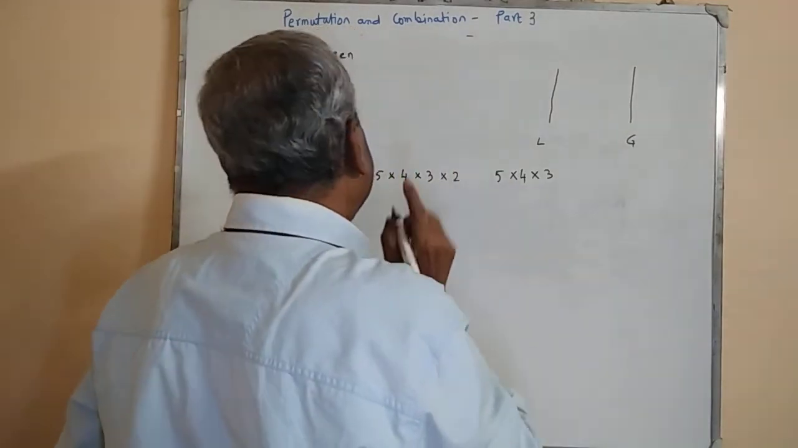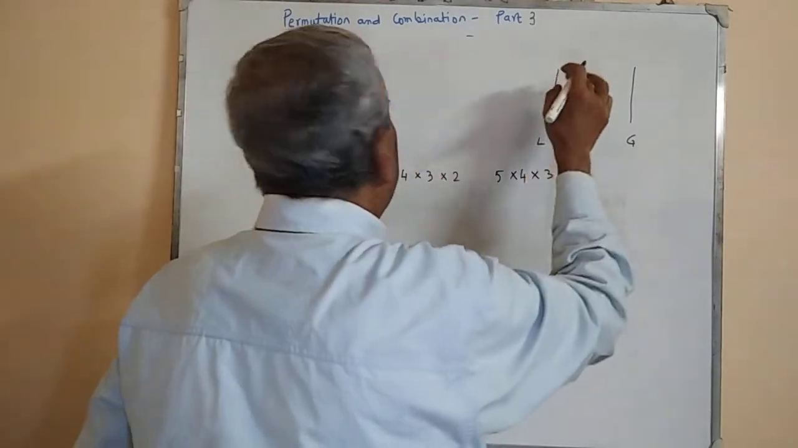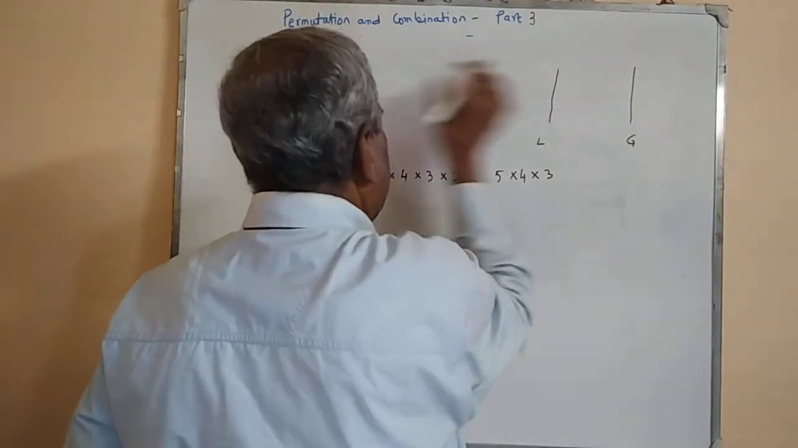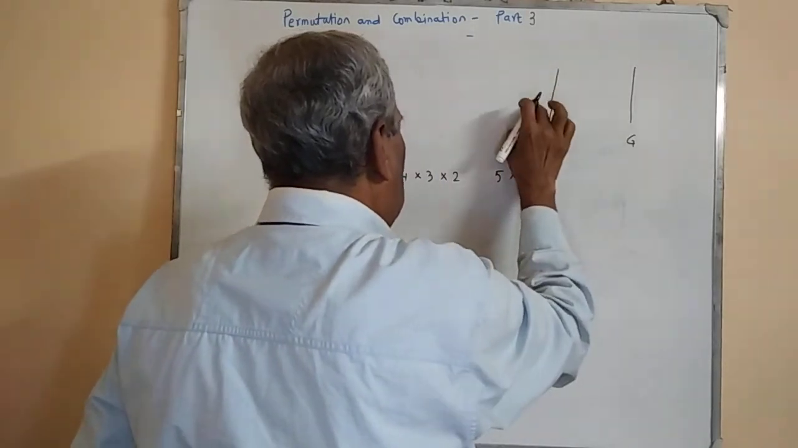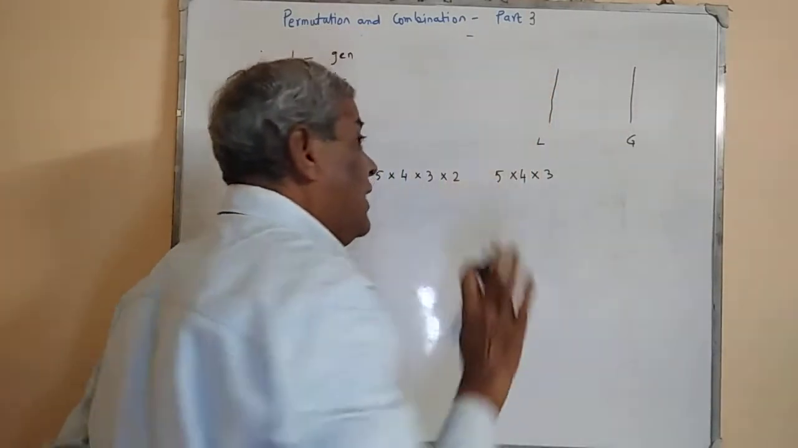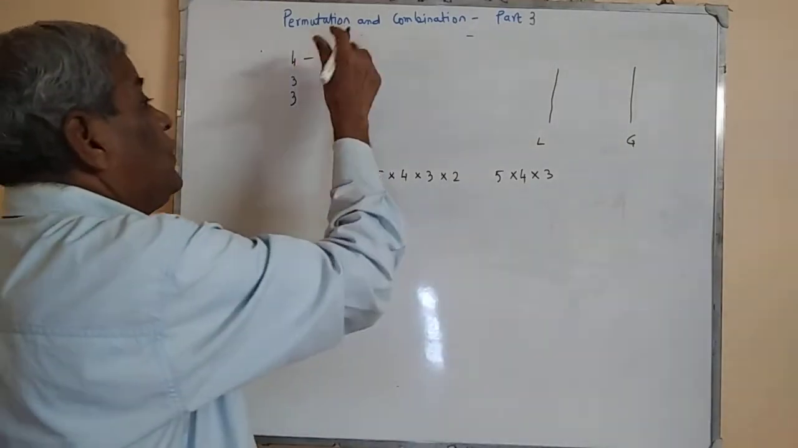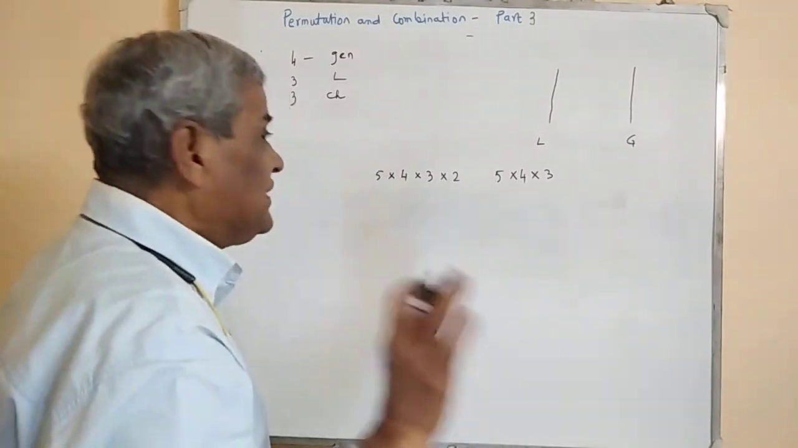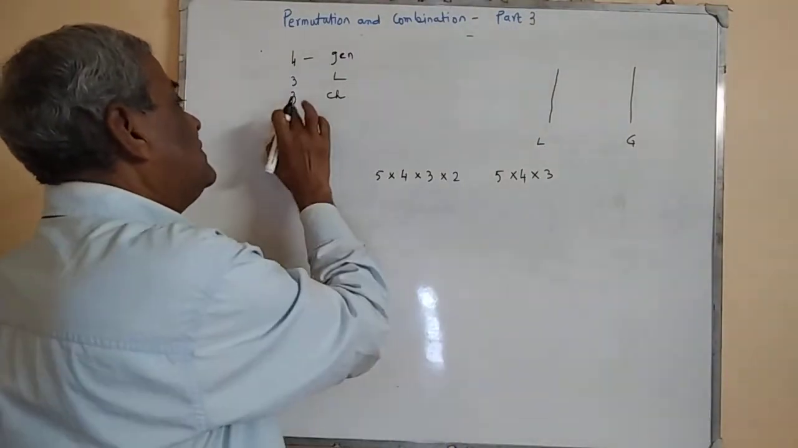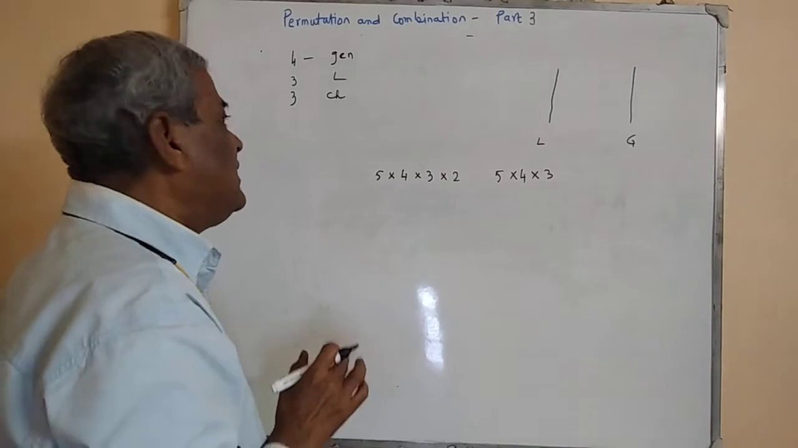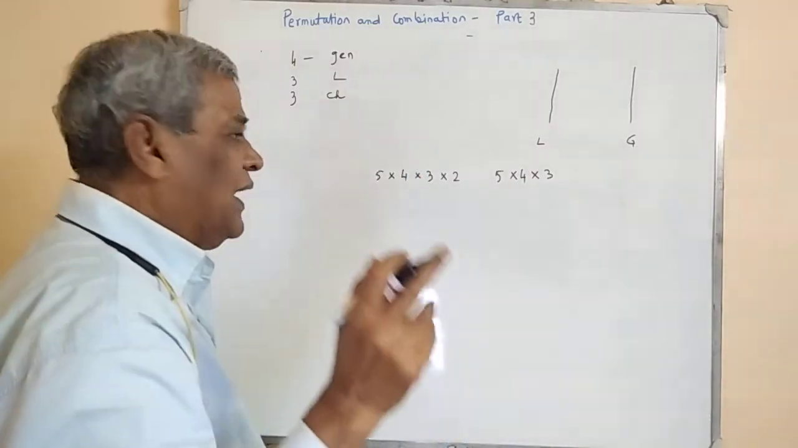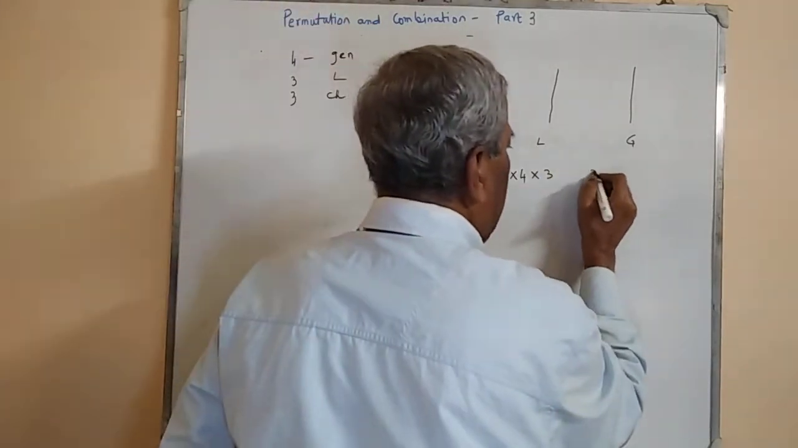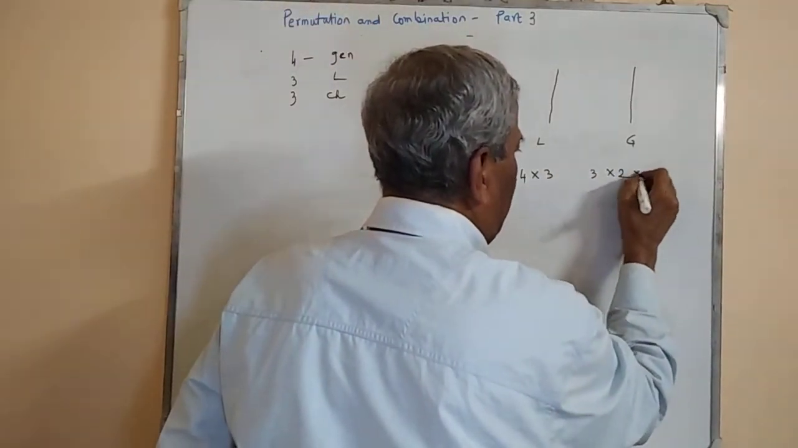Now after seating the gentlemen and ladies, the gentlemen occupy four seats, one left here. The ladies sit three, so two are left here, two and one, three. After the seating arrangement of gentlemen and ladies, three seats are available now, and the children can sit anywhere. So three positions are left, and the children can take their seats in three, two, one ways.